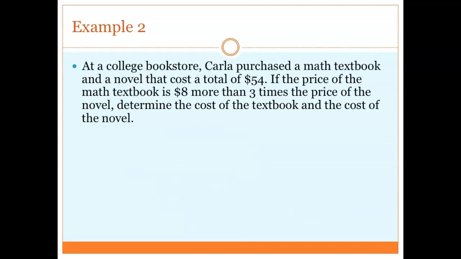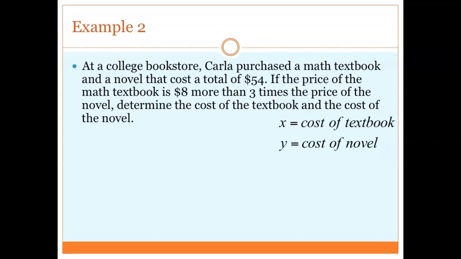At a college bookstore, Carla purchased a math textbook and a novel that cost a total of $54. If the price of the math textbook is $8 more than 3 times the price of the novel, determine the cost of the textbook and the cost of the novel. Okay, so let's determine what x and y will represent. We need to find the cost of the textbook and the cost of the novel, so I'm going to make those two x and y.